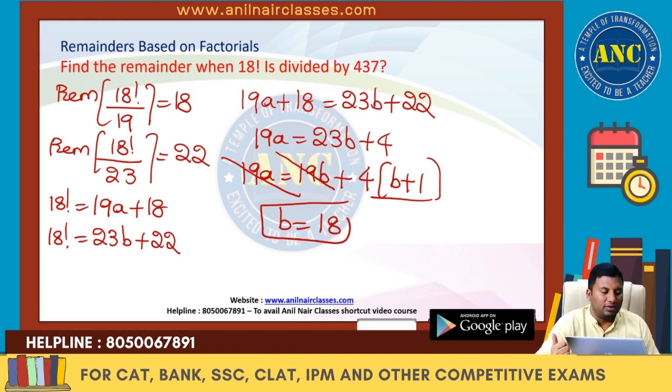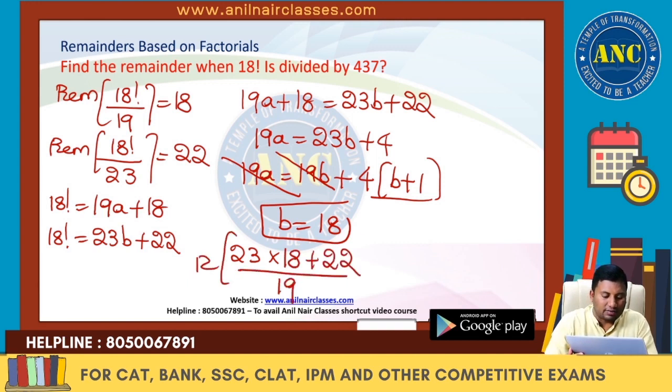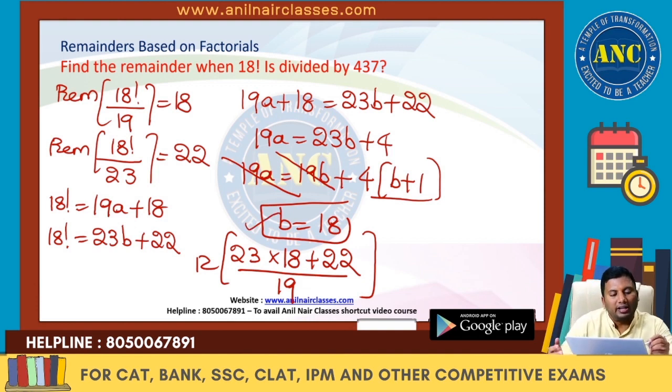If B value is 18, answer is nothing but 23 into 18 plus 22. When divided by 19, I will get the answer. Are you all with me, sir? So 23 into 18 plus 22. How to find out the value of B? Is it clear, right? 18 factorial by 19 is 18. 18 factorial by 23 is 22. Both will represent same number.